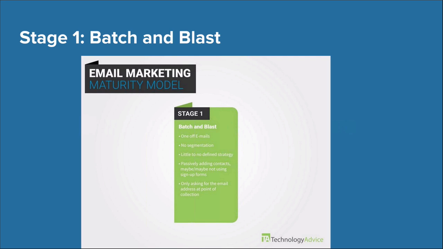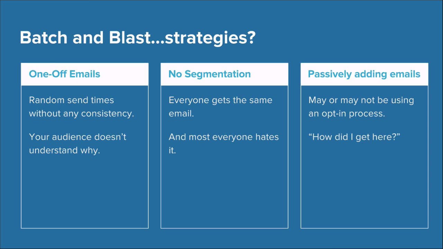So the first stage, batch and blast, is the first stage in the email maturity model. And we see that batch and blast is really composed of, I suppose you'd call them strategies. It's difficult to call them strategies, but they're one-off emails with random send times, without any consistency. This leaves people really questioning, what's going on? Why is this happening to me? There's no segmentation, so everyone gets essentially the same email. Most everyone hates that. And I'll show you a statistic in a second that shows why.